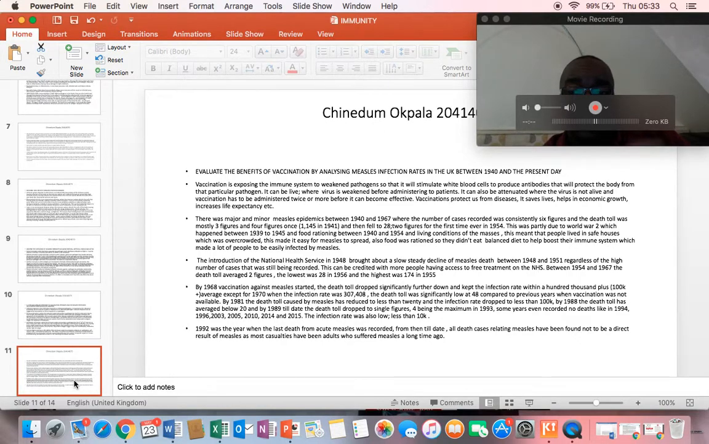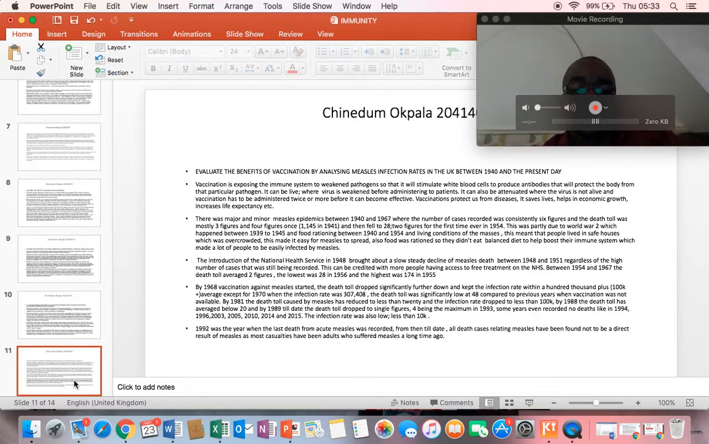This meant that people lived in safe houses, which were overcrowded. This made it easy for measles to spread. Also, food was rationed, so they didn't eat a balanced diet to help boost the immune system, which made a lot of people easily infected by measles.